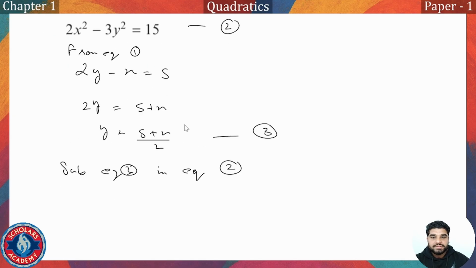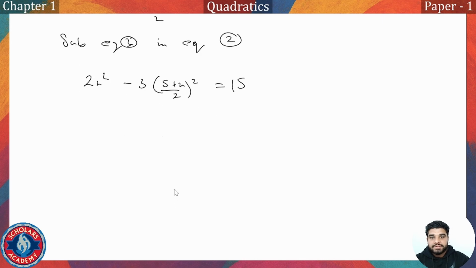So we substitute this, we get 2x square minus 3, and in place of y we'll write (5 plus x) by 2, whole square is equal to 15. So this is what we get after substitution.